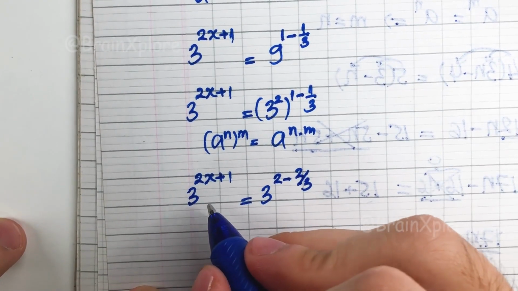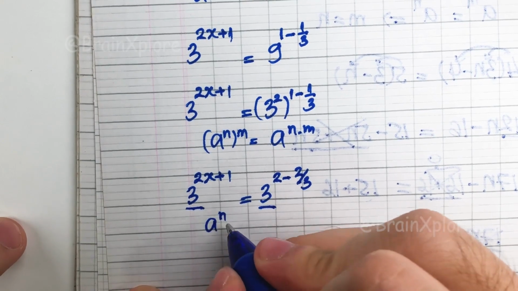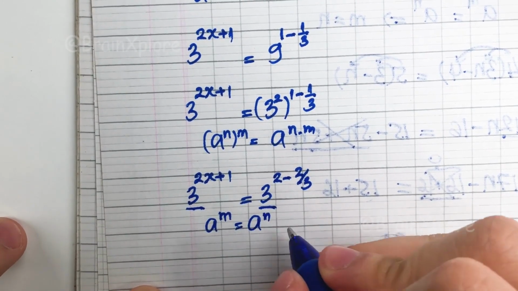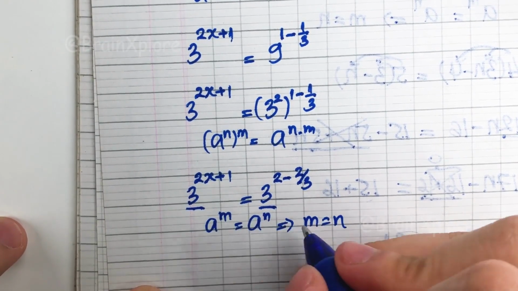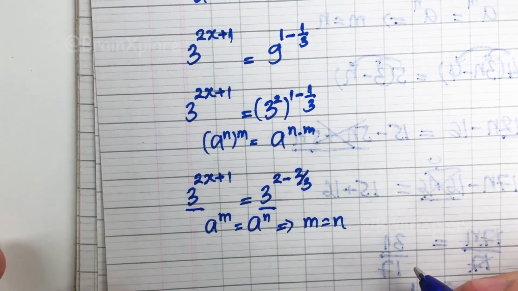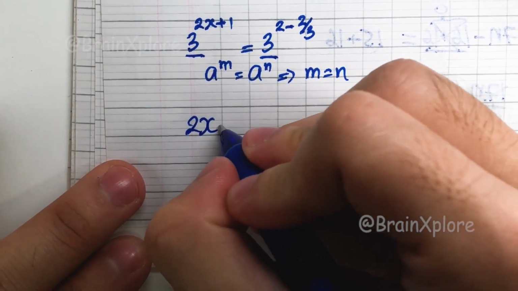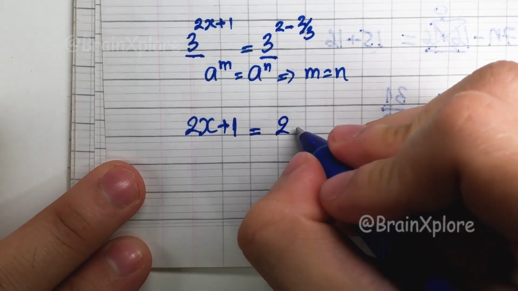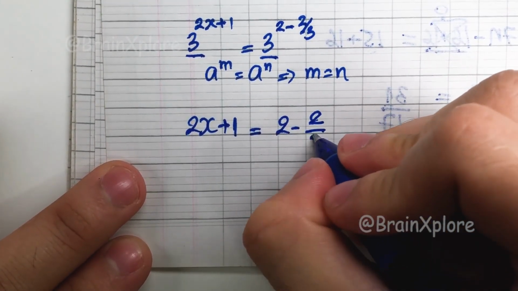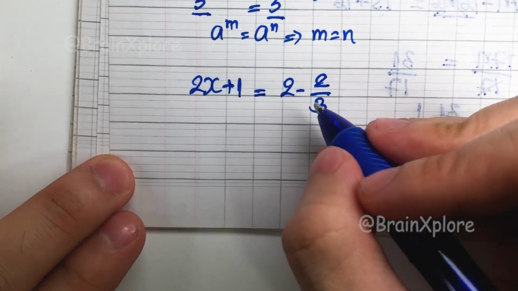Okay, so now we can see that the base number is the same. So we're going to apply the rule a powered by m equal to a powered by n, so the m must be equal to n. So now we're going to write the power: 2x plus 1 equals 2 minus 2 over 3, and this one is still the same.